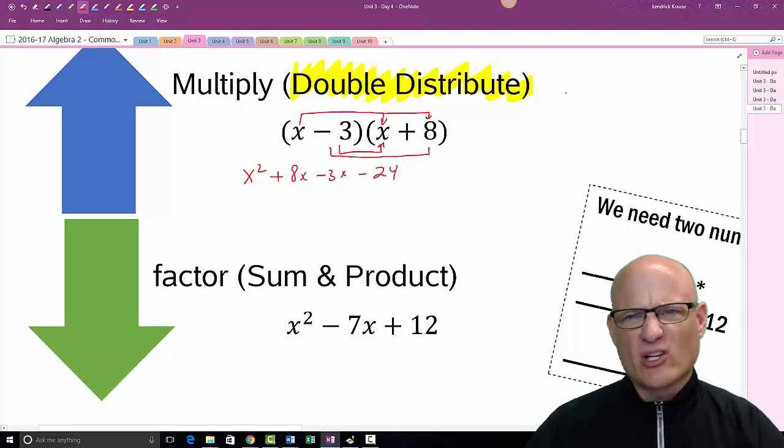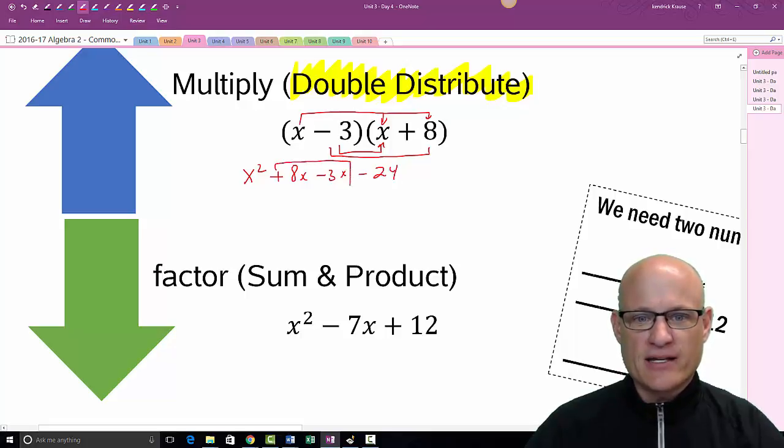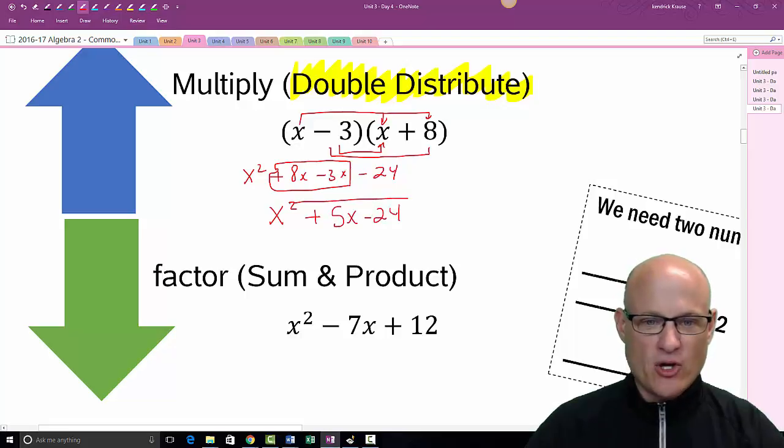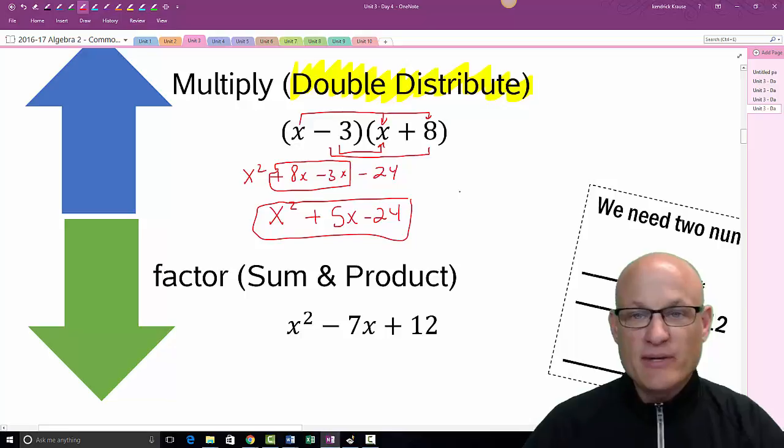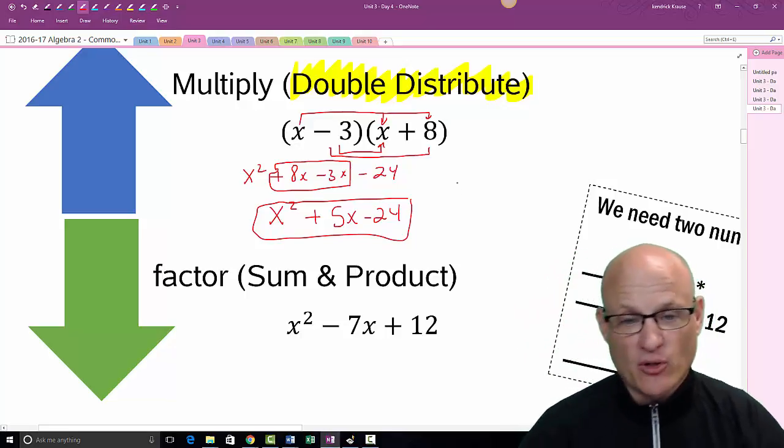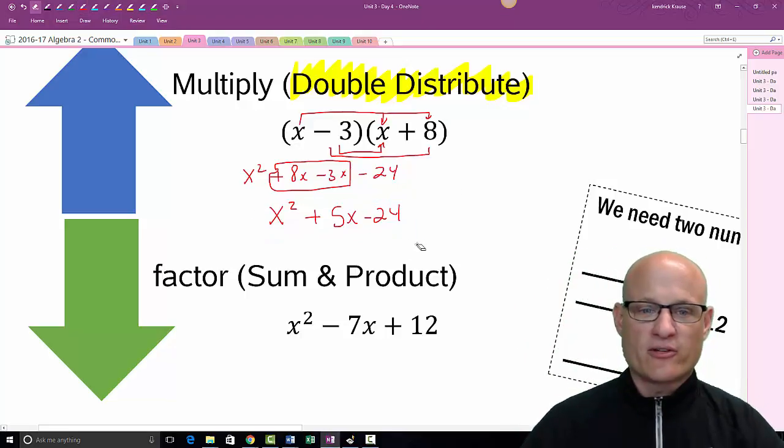Now, there's almost always a little bit of cleanup work. By cleanup work, I mean you have to simplify common factors. And since these are common factors, they need to be simplified. So your answer is x squared plus 5x minus 24. This should come as no surprise to you, because you've done it already before.